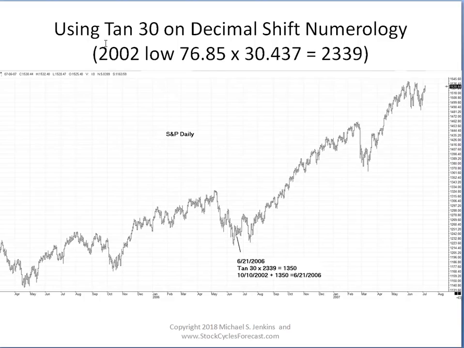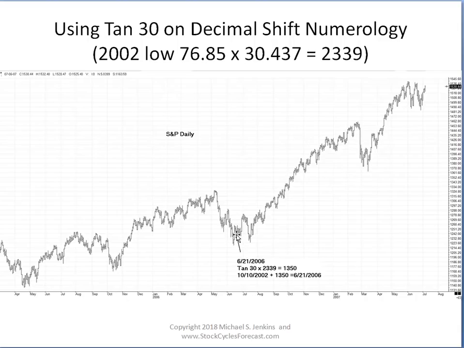We can also use that tangent of 30 before and after. So the original 2339 was the full tangent of 30. If we did the tangent of 30 times the 239 days, which is 1350, and add that to October of 2002, we get 621.06, which was the major low.